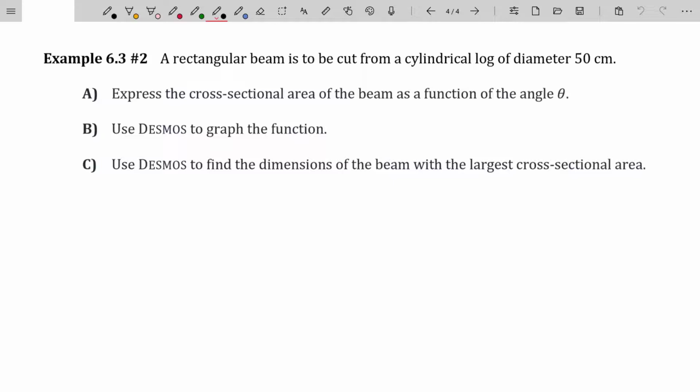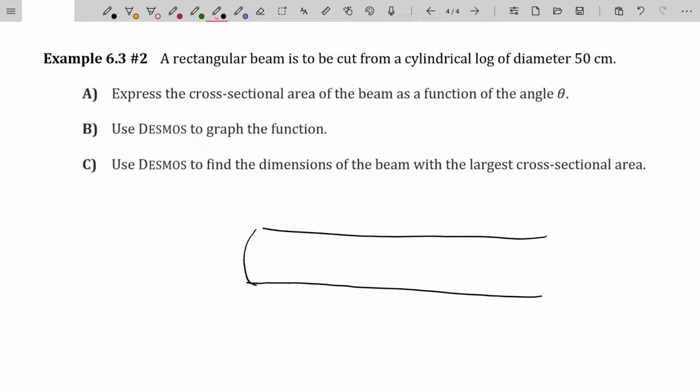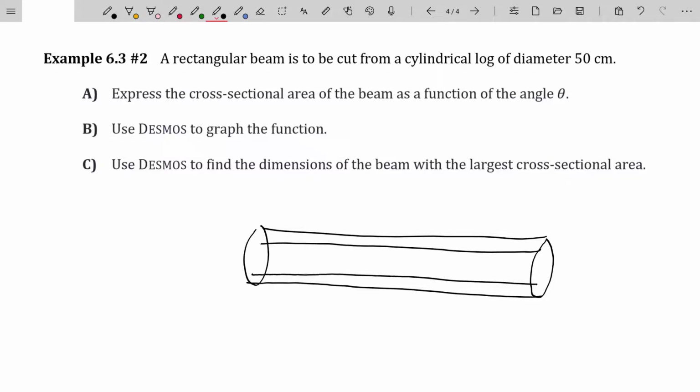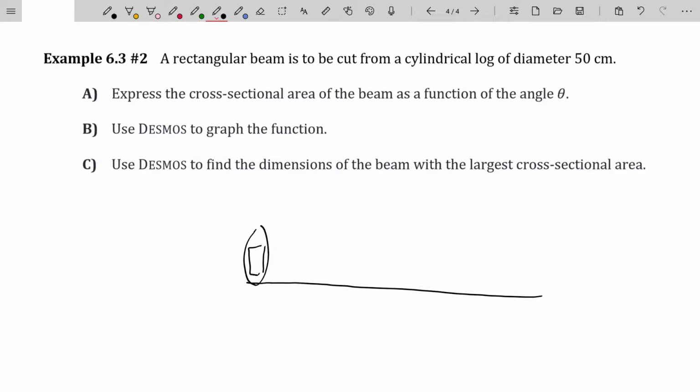Now we have this example. This example tends to be an issue for a lot of students, so that's why I decided to do it. You have a cylindrical log, and you're going to cut a rectangular beam from it. What does that mean? It means that you have this log and you're going to plane it. You're going to cut it, run it through a machine to get a rectangular section out of it, a beam that you can build something with. Okay, so that's what that actually means.